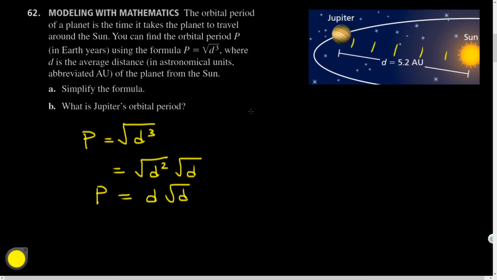So anyways, if D is the 5.2, the distance, let's plug that in and find P, the orbital period for Jupiter. And so I feel like I should commit to this one now.